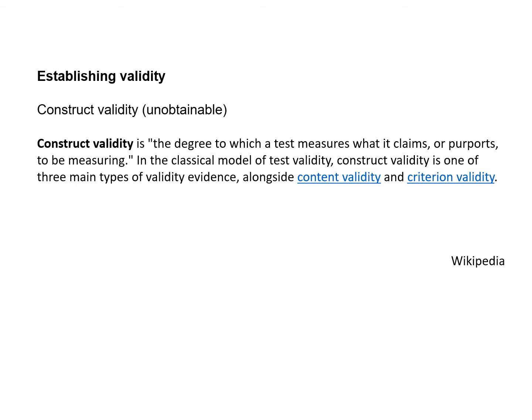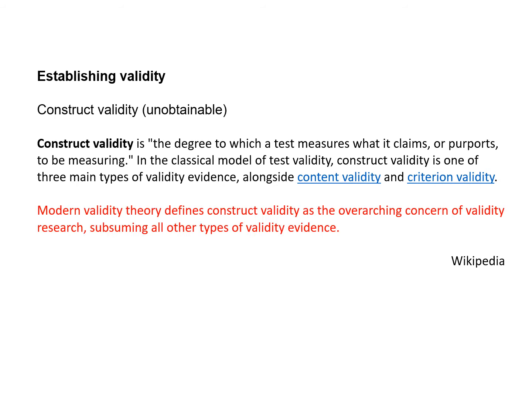I am a great believer in Wikipedia. Construct validity is defined as the degree to which a test measures what it claims or purports to be measuring. So in the classical model of test validity, construct validity is one of three main types of evidence alongside content validity and criterion validity, but they can be measured. So construct validity is slightly different. It can't really be attained. Some people describe it as the sum total of everything we know about a questionnaire.